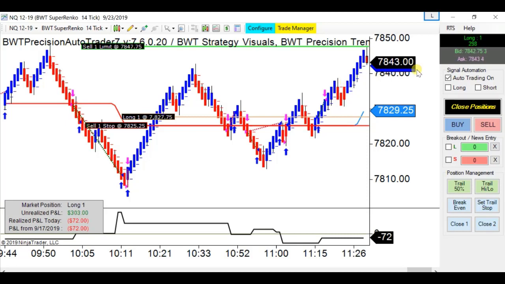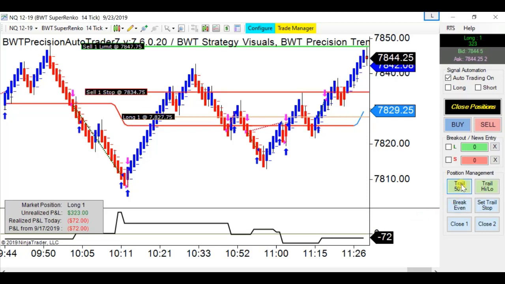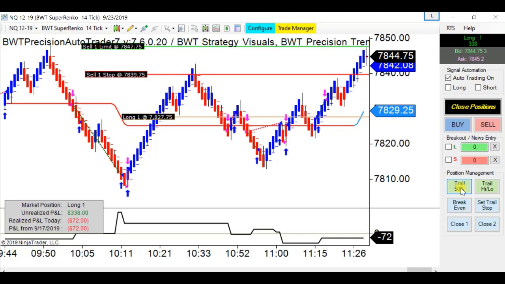Maybe not yet. Maybe I'll pause it again here. Yeah, I'm gonna protect some profits here. This template, I guess, is the one without the trailing stop. Trailing stop is helpful. Get a bit closer.